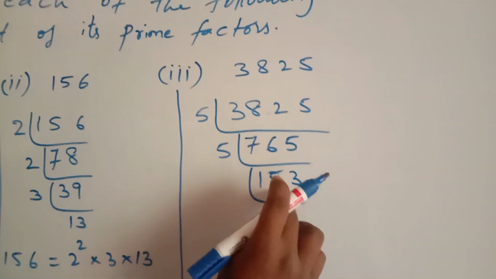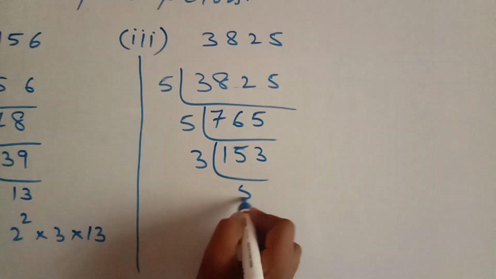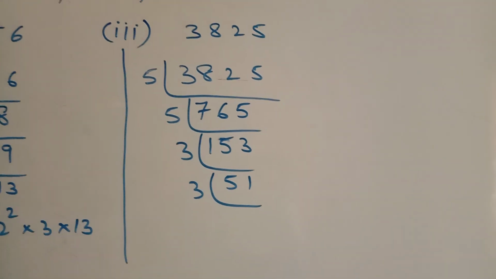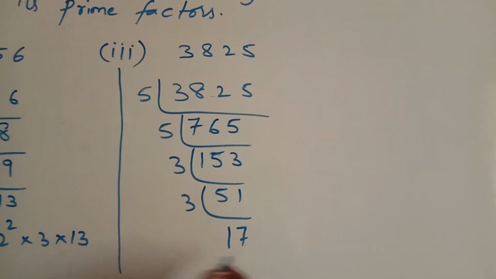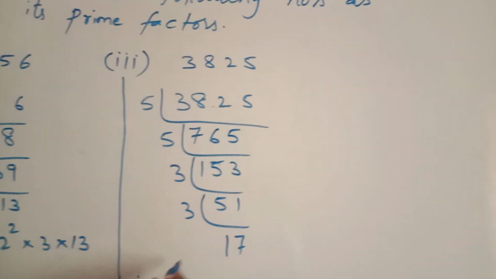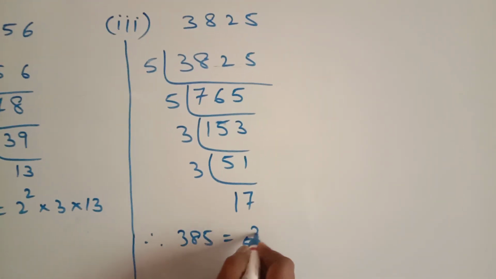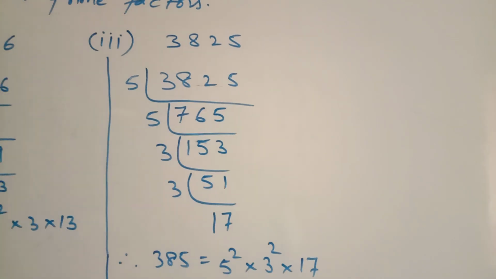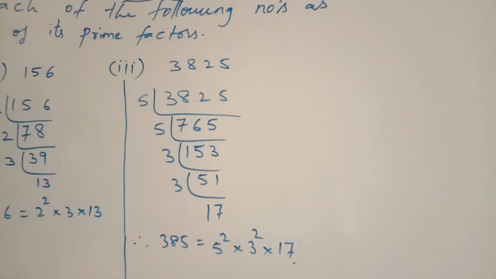So 1 plus 5 is 6, 6 plus 3 is 9, 9 is divisible by 3. So 3 5s are 15, 3 1s are 3. So 5 plus 1 is 6, so again it is divisible by 3. 3 1s are 3, 2 remaining, 3 7s are 21. So 17 is a prime number, so 3825 is equal to 5 square into 3 square into 17. So this is how to find the given number as a product of prime factors.